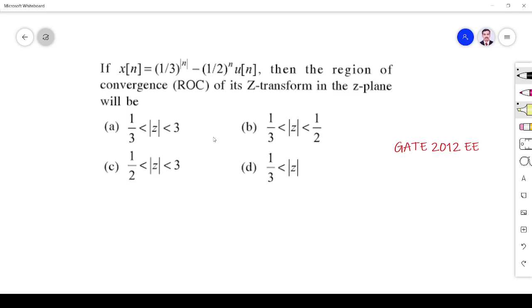Hi friends, in this video let us solve a similar system related question asked in GATE 2020 paper. The question is, if x of n is (1/3)^|n| minus (1/2)^n u of n, then what is the ROC of the z transform in the z plane?